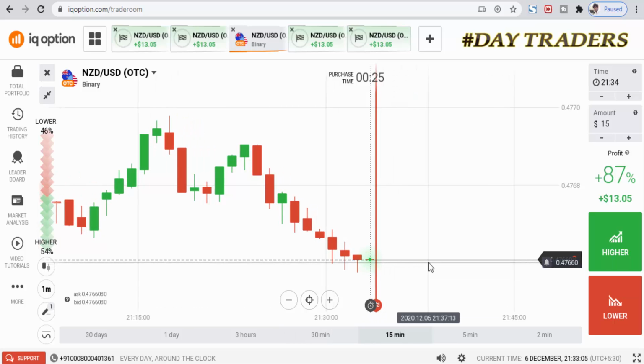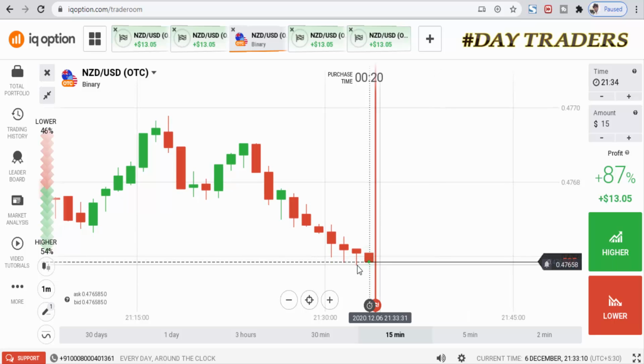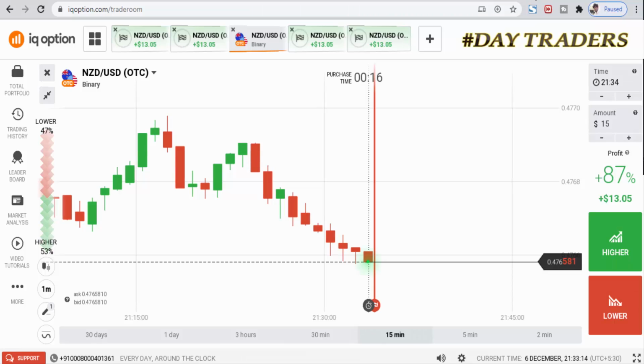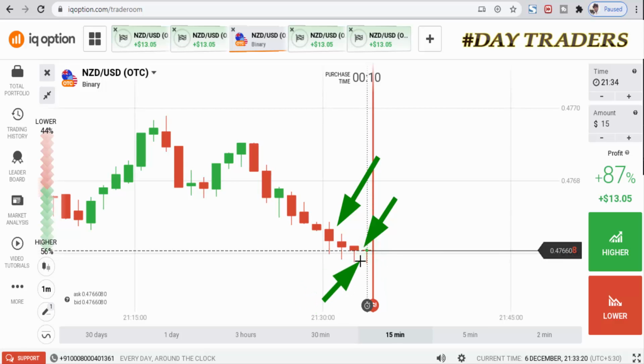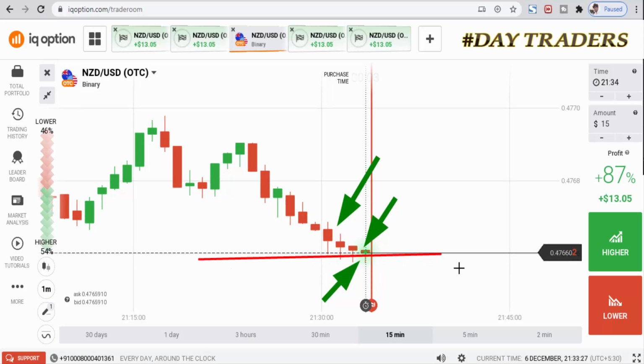Okay. This is a buying force. Still the sellers continue very strongly. But at any time some buyers enter and make a bullish candle. This is a round number also.